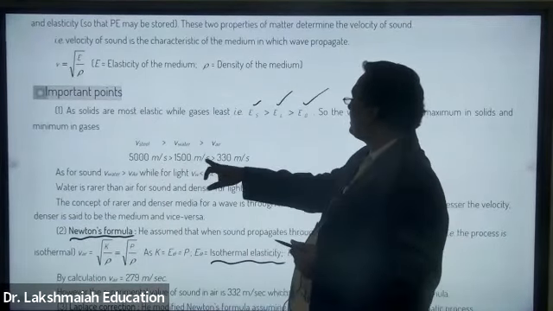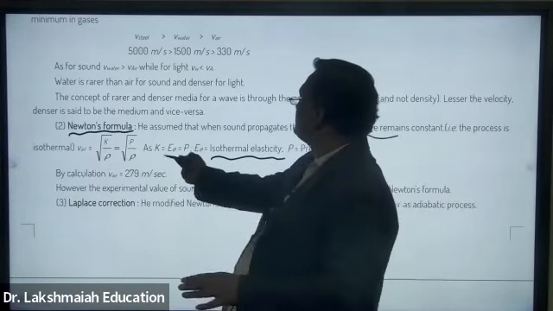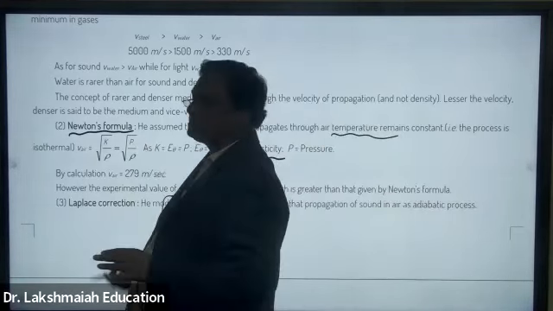Temperature remains constant means isothermal process. Isothermal process means there is exchange of heat between system and surroundings. So it obeys Boyle's law. PV is equal to nRT, T is constant. So PV is equal to constant. By using that equation, K is nothing but pressure. That is a simple equation. Can you understand?